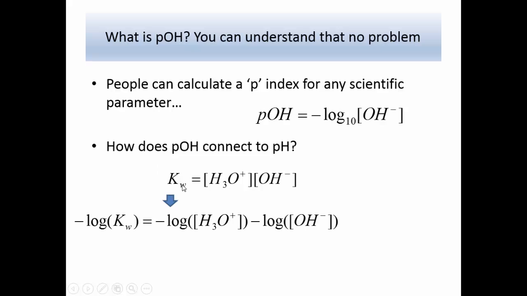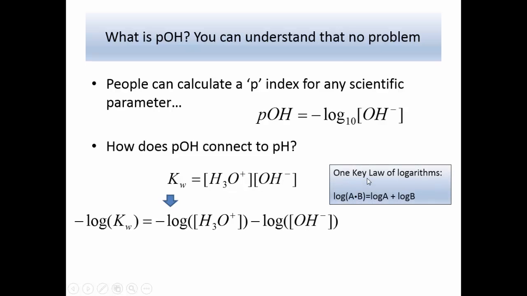Alright, so the negative log of Kw is equal to the negative log of this product, hydronium ion concentration times hydroxide ion concentration. But we're going to use a law of logarithms. The log of something that's a product, say the log of A times B, is equal to the log of A plus the log of B. So when we apply this law, we see that this splits up and becomes the negative log of hydronium concentration plus the negative log of the hydroxide ion concentration.